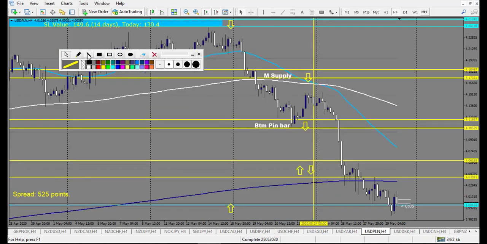USD PLN. This one was tricky last week. So we have a pin bar, losing setup right here. It made another pin bar, another losing setup. So I count two losses right here. And I advise if you take two losses on a level, you just stop taking the level anymore.